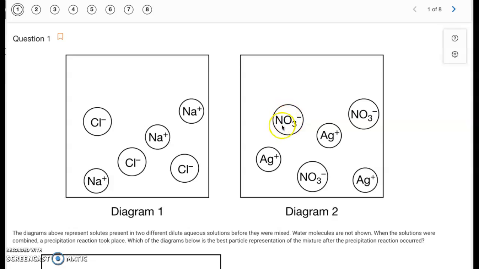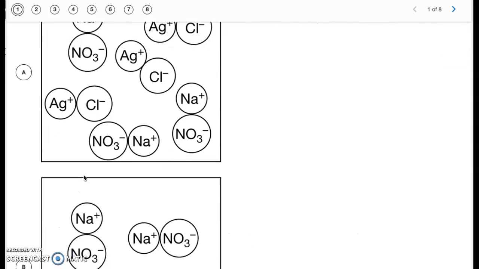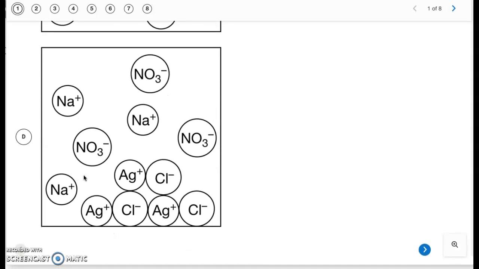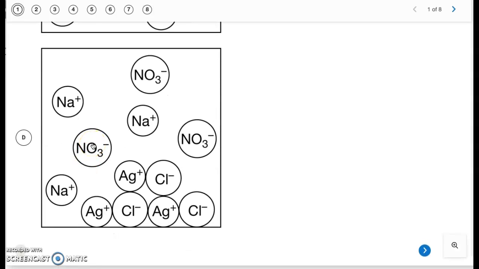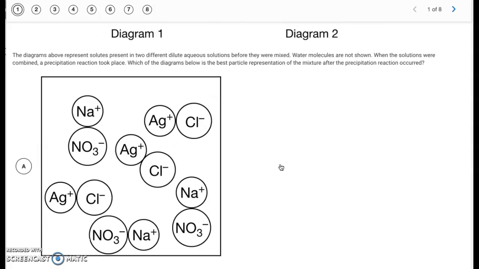Sodium and nitrate are always soluble ions. So they are not going to be part of the precipitate, and they want to be shown as being separate ions, not connected to each other. So the precipitate has to be silver ions and chloride ions. So we want those together at the bottom of the container. So the only answer that shows that situation is letter D. Silver chloride together as a solid, and then the sodium and nitrate as an ionic substance being separated.